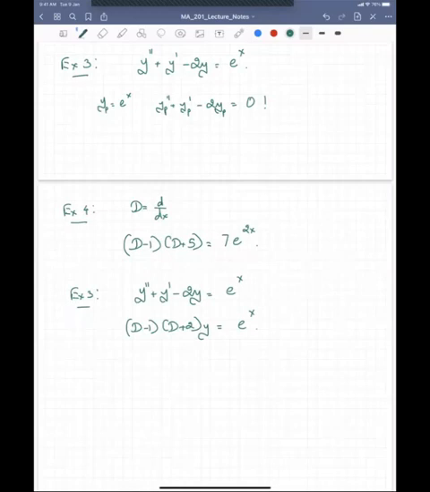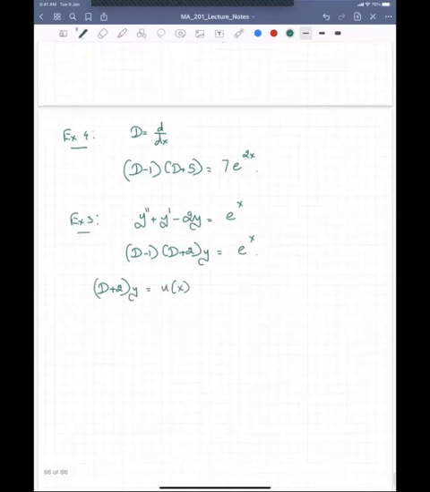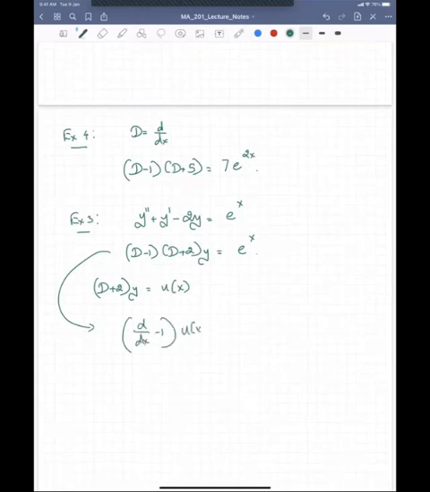All right. So now I will actually solve it by direct integration. I will assume that this function (D + 2) times y is some function u of x. After all, this is just d/dx plus 2 acting on y, and this is obviously some function of x. So I'll call this function u of x, and I'll plug this back in the differential equation. What is this differential equation now? This is (d/dx minus 1) acting on u of x equals e to the x.